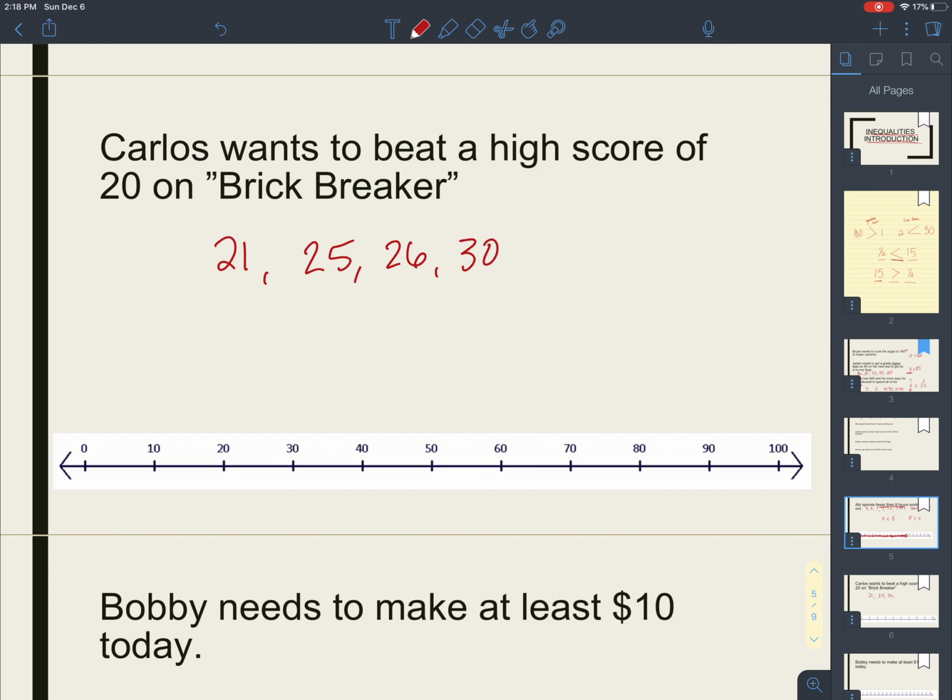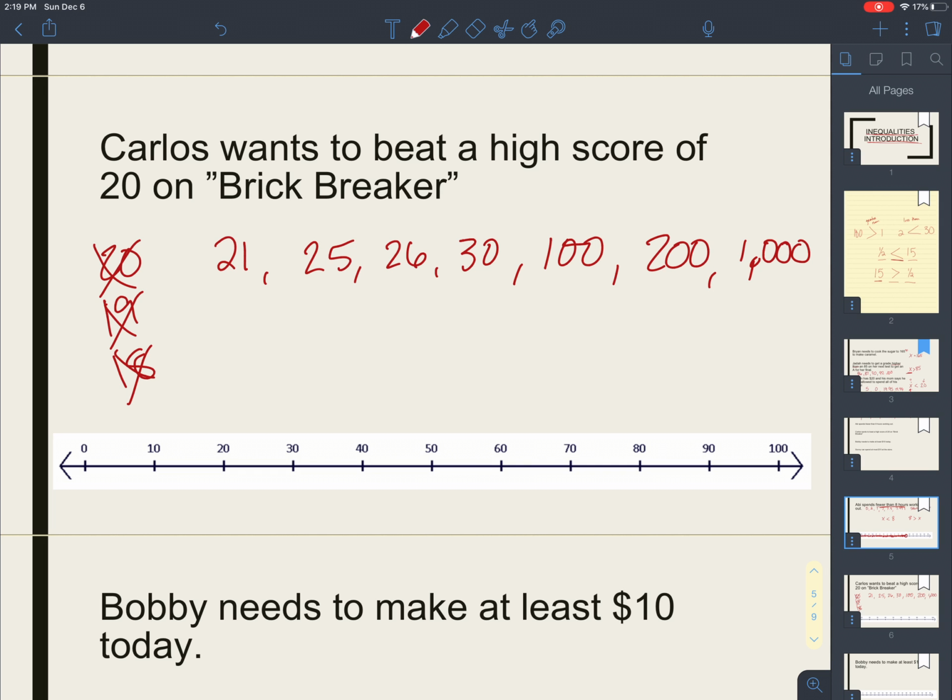He could get a 30. He could get 100. He could get 200. He could get 1,000 points on Brick Breaker. Any of those scores will beat the high score. What won't beat the high score is a 20 or a 19 or an 18. None of these will work because he's not trying to tie it or get less. He's trying to beat the high score.